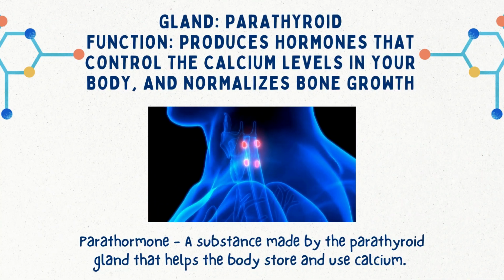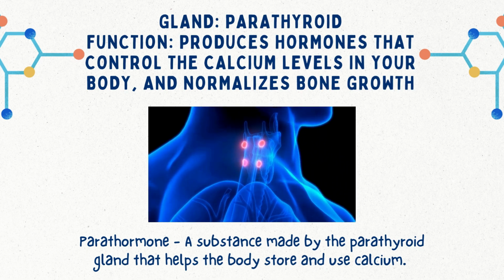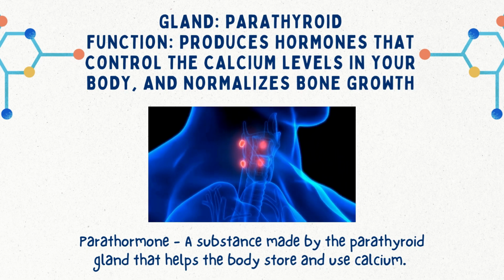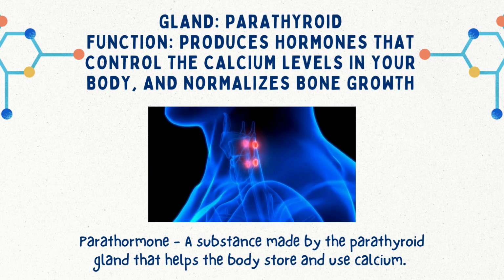The next gland under the endocrine system is the parathyroid gland. Its function is to produce hormones that control the calcium levels in your body and normalizes bone growth.